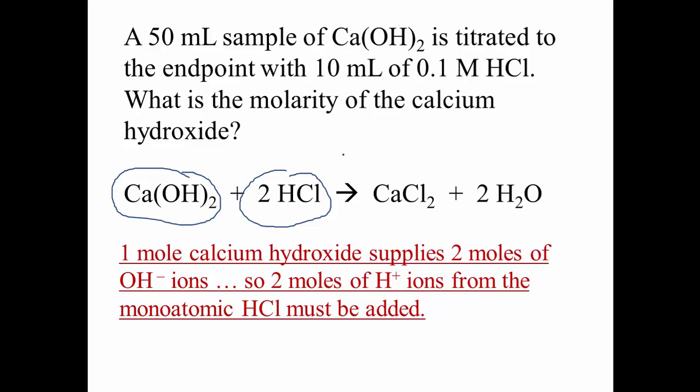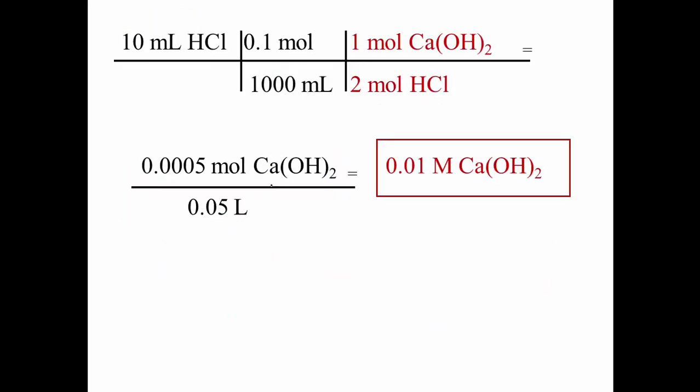Just use stoichiometry. So if we were to use stoichiometry, we've got 50 milliliters of calcium hydroxide, and we're titrating it with 10 milliliters of 0.1 molar HCl. What's the molarity? So we've got this 10 milliliters of that. We can turn that to moles, and we can say our 2:1 mole ratio, and then use our 50 mils. So let's look at that. There's our 10 milliliters of HCl. There's the molarity of our HCl.